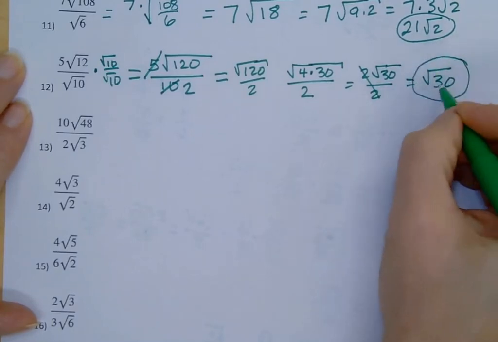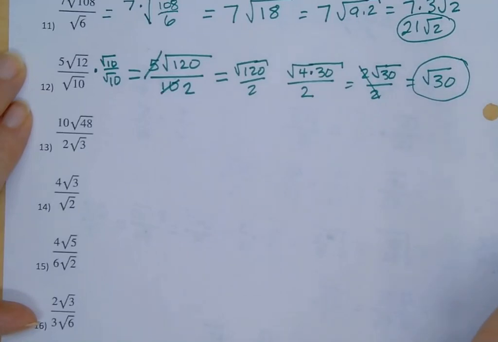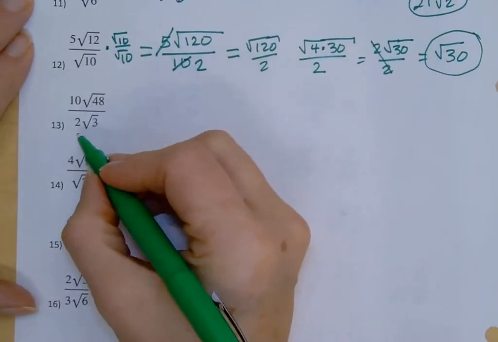So I just want to double check. 30 has factors of 1 times 30, obviously. 2 times 15, those are both not perfect squares. 3 times 10, not perfect squares. 5 times 6, no perfect squares. So it looks like I don't have any perfect squares as factors, so I'm going to say that is all the way done.